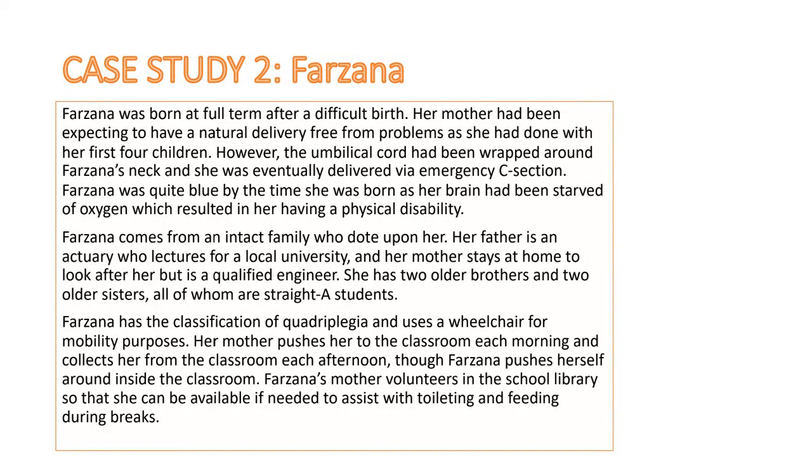She has 2 older brothers and 2 older sisters, all of whom are straight A students. Fazana has the classification of quadriplegia and uses a wheelchair for mobility purposes. Her mother pushes her to the classroom each morning and collects her each afternoon, but Fazana pushes herself around inside the classroom. By the way, just because you have quadriplegia doesn't mean you can't move your limbs at all. It means that there is impairment or weakness in those limbs.